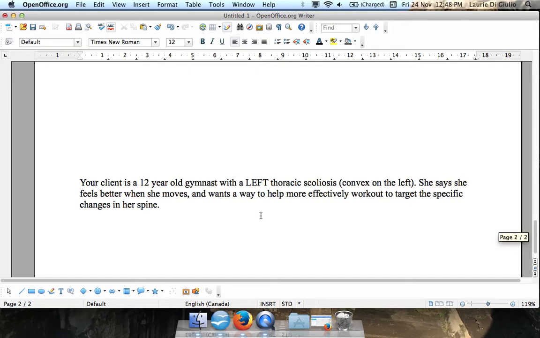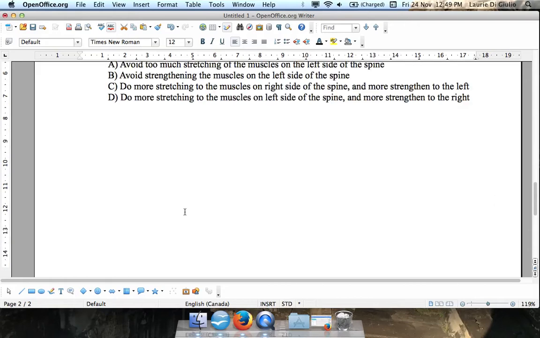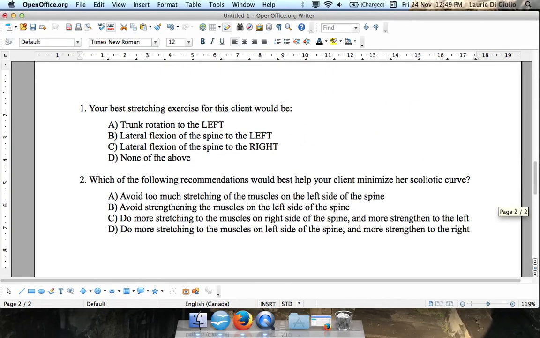So this is from one of your quizzes. Client is a 12-year-old gymnast with a left thoracic scoliosis, convex on the left. She says she feels better when she moves and wants a way to help more effectively work out to target the specific changes in her spine. So based on that case study, go back to your questions and see if you can come up with the best answer based on the information in those case studies.